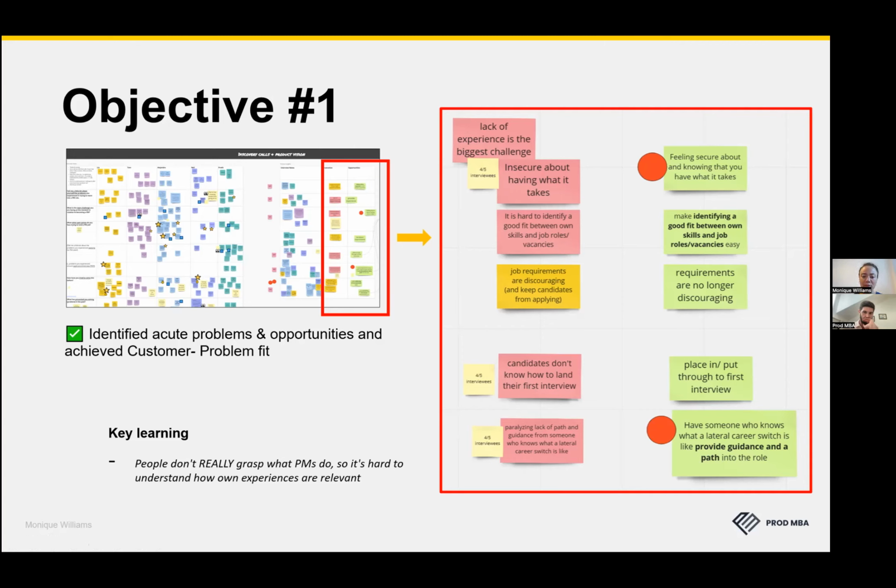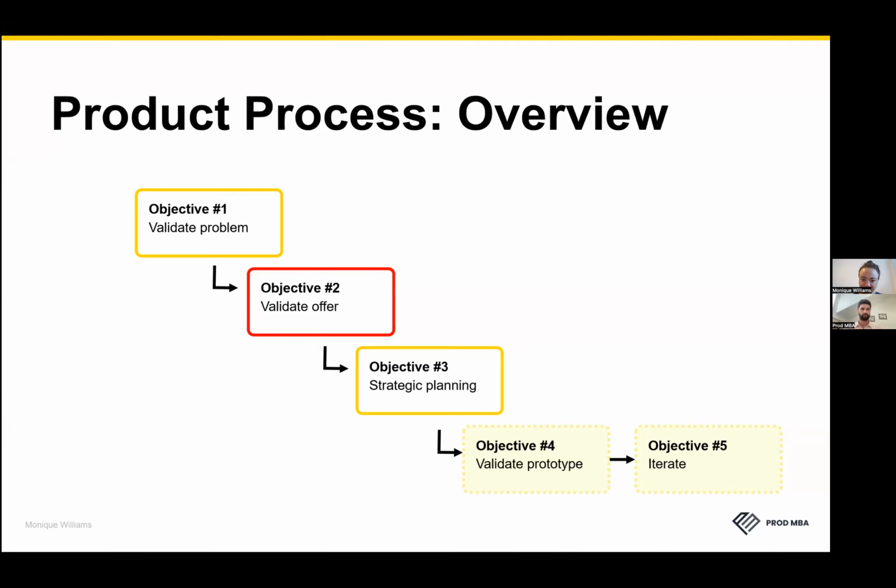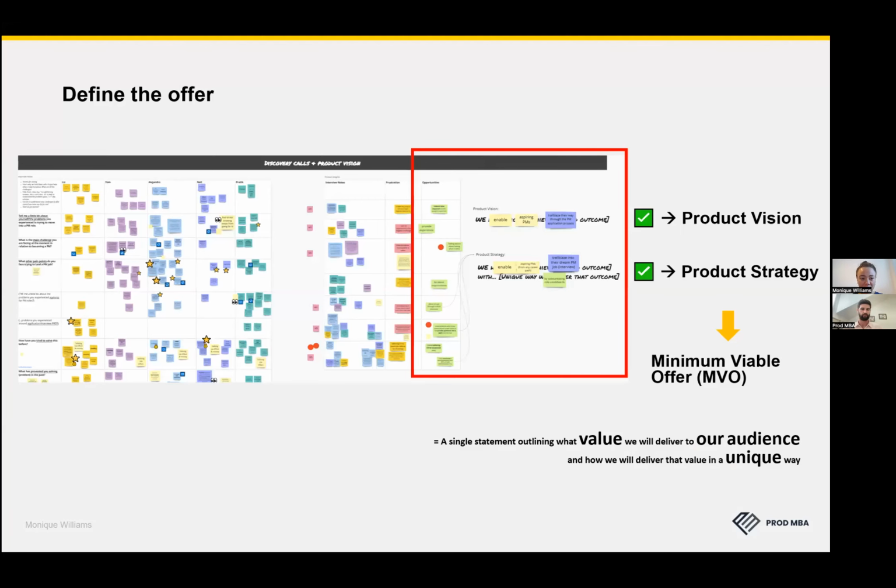So that then takes us to the next step, right? So we know we have real users out there that have these problems. Now we want to create an offer and then validate that. So to do that, we want to define the offer.